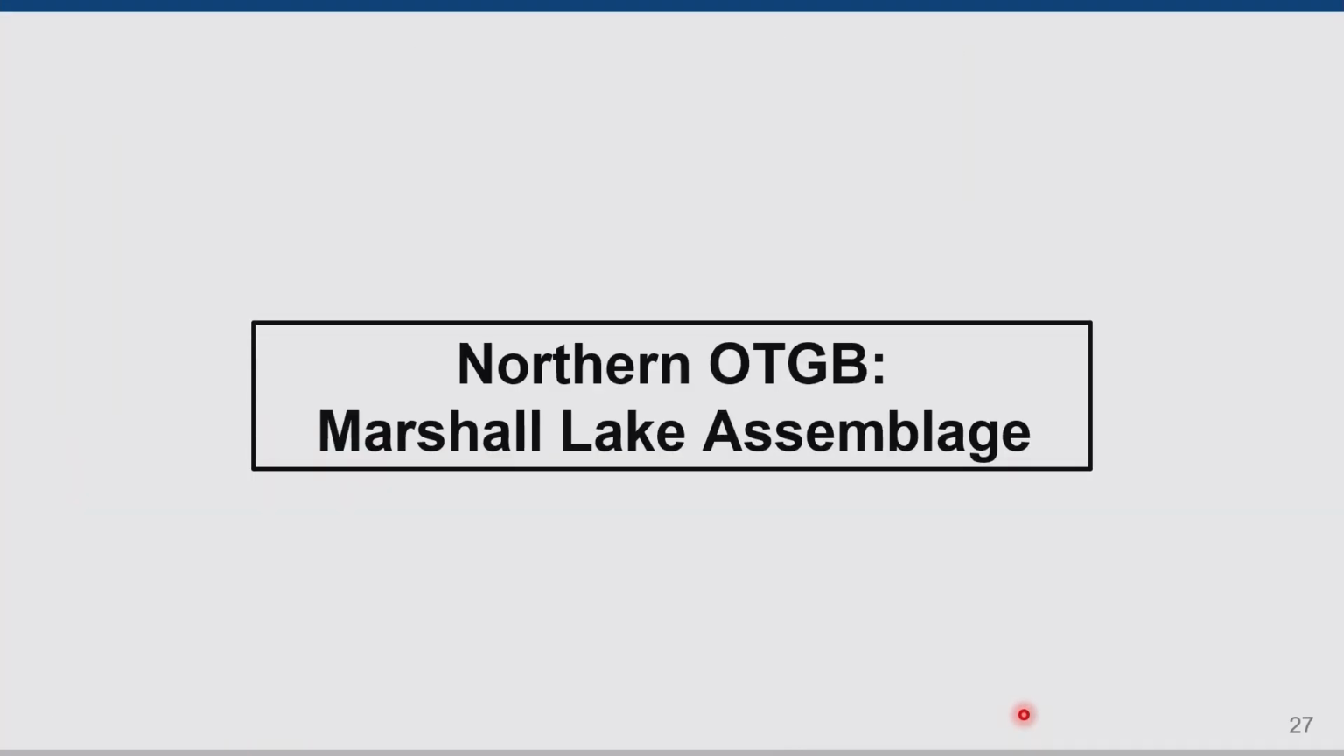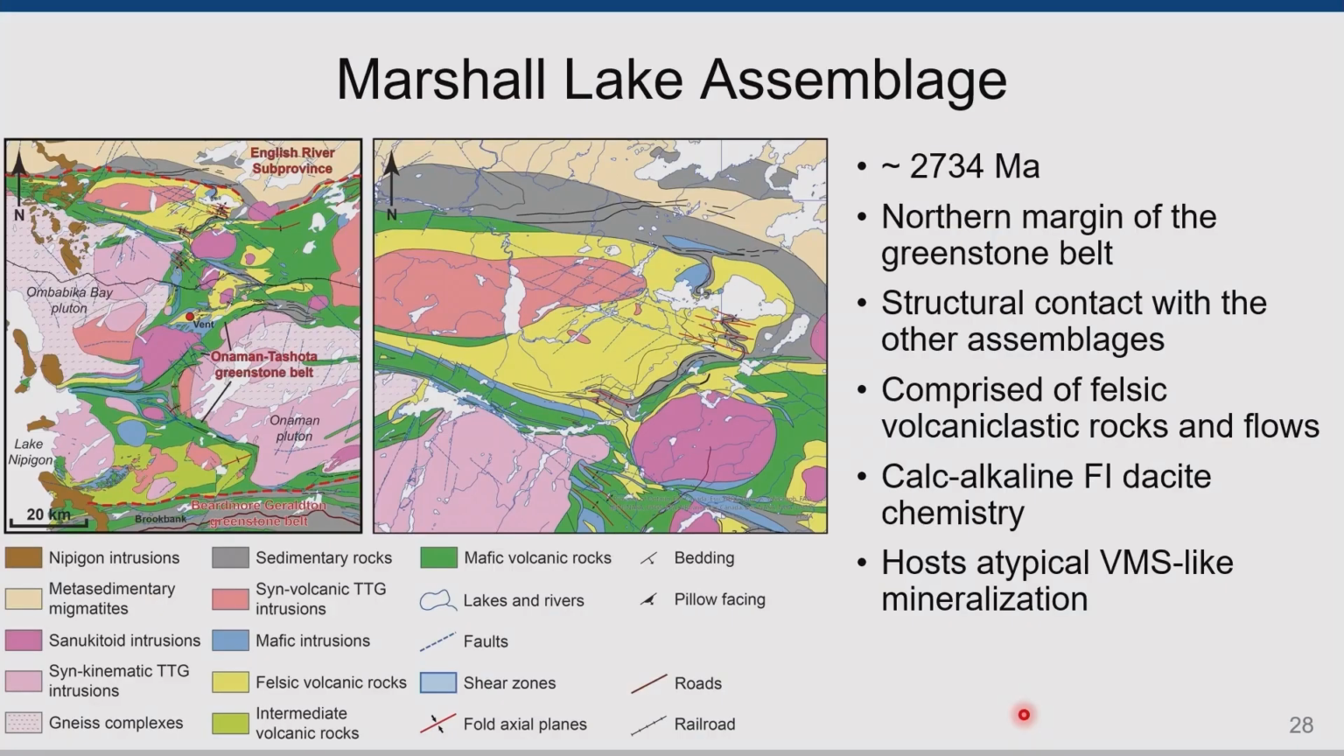So let's look at the northern end of the greenstone belt and see what we see up there. And that's defined by this Marshall Lake assemblage. Here's the greenstone belt again. Marshall Lake is this massive felsic package near the northern margin. And it's roughly speaking 2734 to about 2739. The ages of it are not extremely well constrained. And again, it's the northern margin of the belt. Unfortunately for us, it's in structural contact with all of the other assemblages of the belt, or an intrusive contact. So we don't have a really good idea of how this relates to the other assemblages.